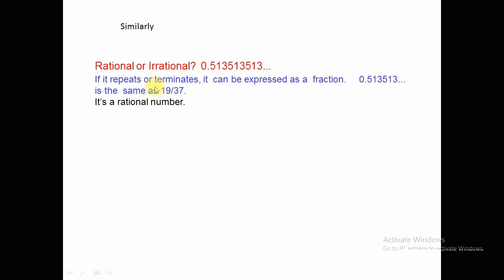Now again there is a number 0.5135135135. In this number, 135, 135, 135 is the repeated pattern. So this number can be expressed as a fraction like 19/37. So this number is a rational number.